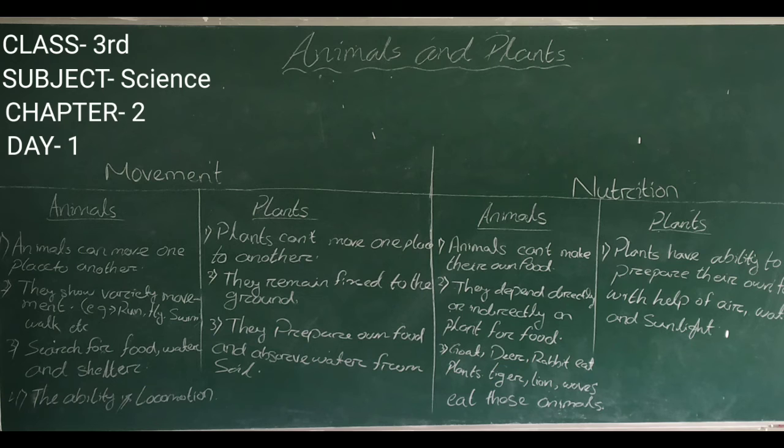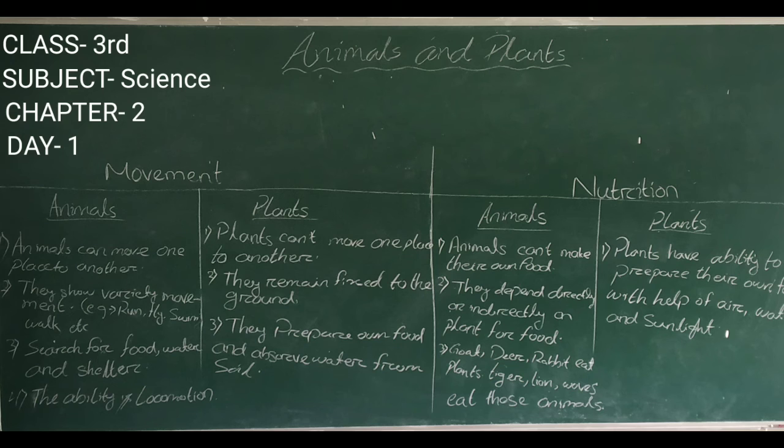But plants do not show locomotion because plants remain fixed to the ground, because they do not have to search for food or water. They prepare their own food and absorb water from the soil. Only some parts of plants show movement. This is the difference between plants and animals. Simply said, animals move from one place to another place, but plants do not move from one place to another place.